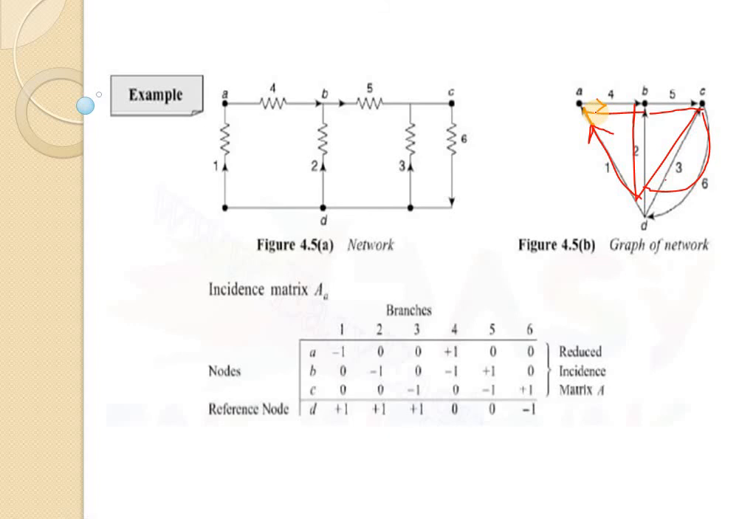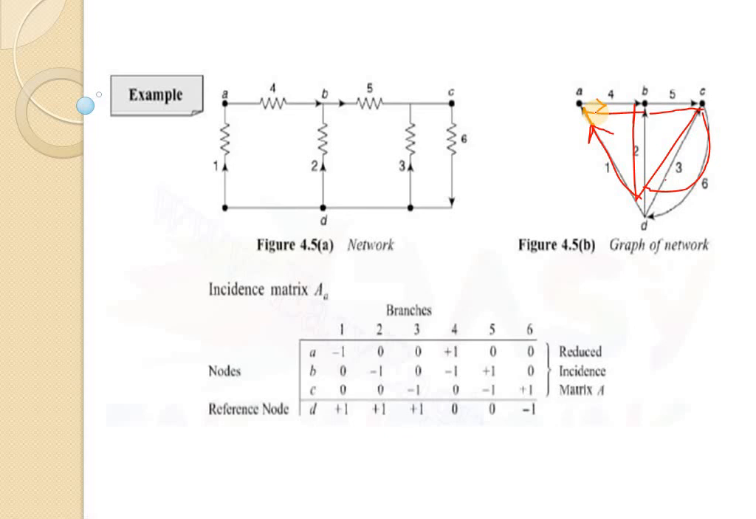Next one is C. In C, 3 will be minus 1, 5 will be minus 1, and 6 will definitely be plus 1. And in D, 1, 2, 3 and 6 are connected. From 1 it is leaving, from 2 it is leaving, from 3 it is leaving, that is all 3 are plus, and only 6 is entering, so 6 will be minus. So, this is the incidence matrix of the given figure 4.5.